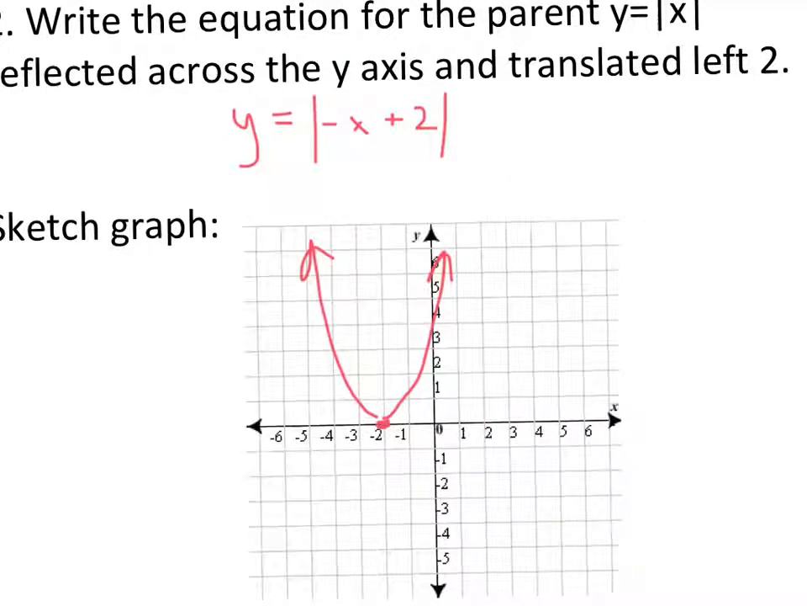So we've got a reflection over the y-axis, which means we've got a negative attached to the x on the inside, and left 2 tells us we add 2 on the inside as well. So our final graph here just looks like a shift to the left 2, and that's because our flip over the y-axis is symmetrical, so it doesn't change the direction of our parabola.